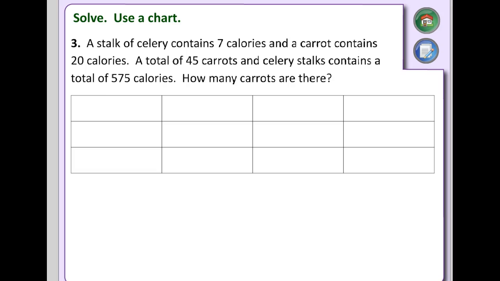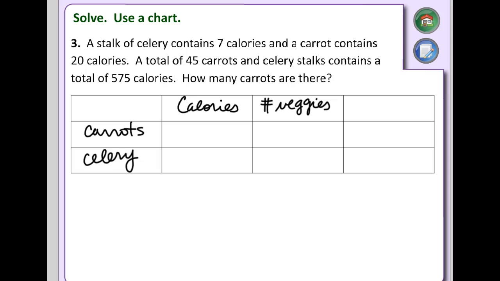We've got carrots and we've got celery. Well, now that we figured out we're talking about carrots and celery, what 2 things do we know about carrots and celery? Well, we're talking about calories. So we're talking about the calories in carrots and celery. And the other thing we're talking about is the number of veggies. I'm just going to write numbers of veggies. Okay? And this last column is always total.